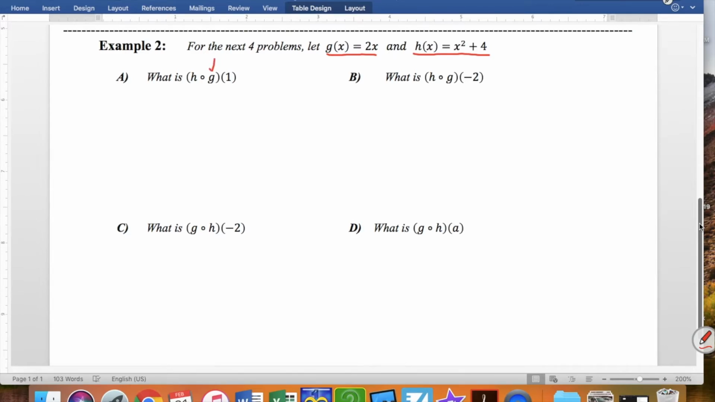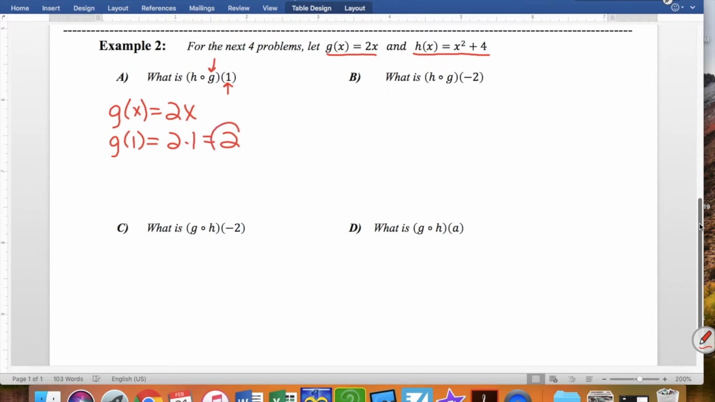That means I'm going to evaluate g first with this input. Then I will take that answer and put it in for h. So if g of x equals 2x, I'm going to use that 1, and I'm going to solve for this. Okay, so my g of 1 is 2.